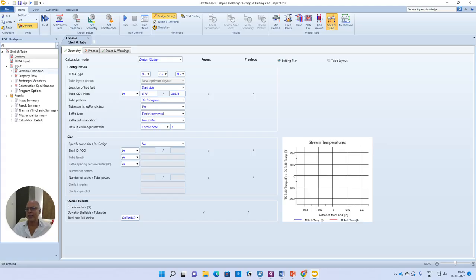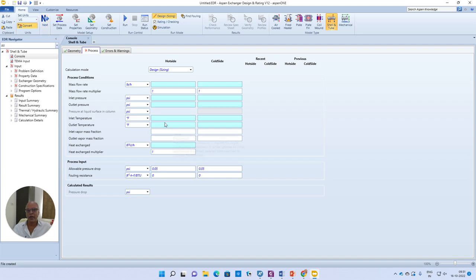Now let me press next. As you can see, unless you address these red dots, you will not be able to complete the definition of the problem. So let me go ahead, say next. Now you can see some of these colored tabs need to be filled in order to complete the problem definition.